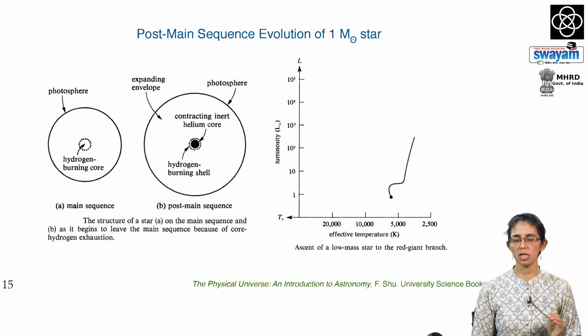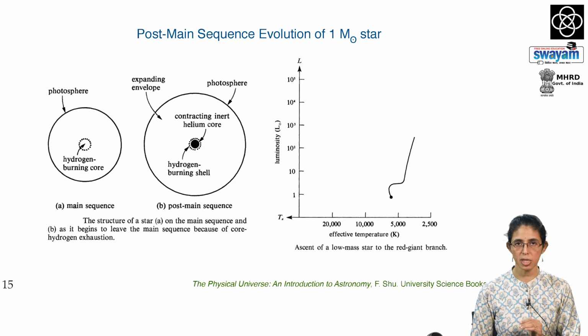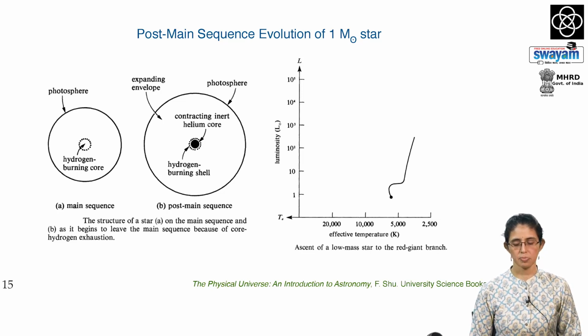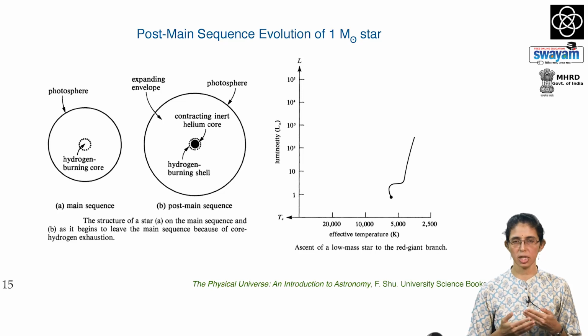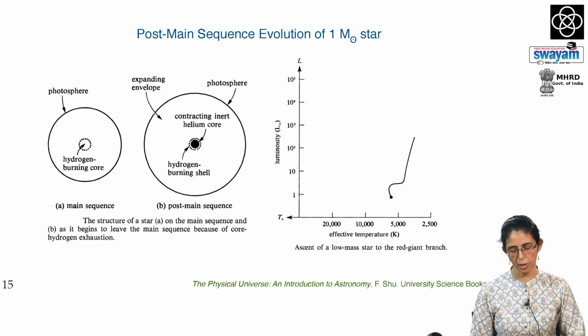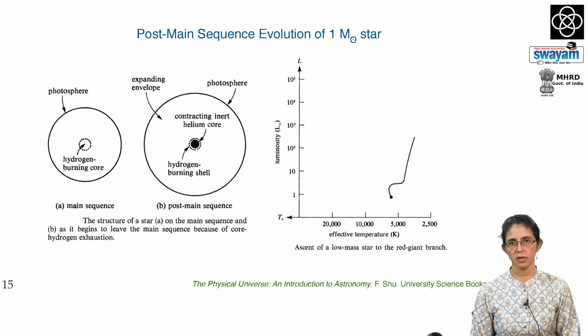The photosphere is the region where most of the photons that we see originate. In figure B, one sees the post main sequence phase when the hydrogen is burning in a shell around the core and the helium core is contracting. More and more energy is being produced, as a consequence of which the photosphere expands. And in the HR diagram on the right, one can see the path that a one solar mass star will take after it has fused hydrogen.